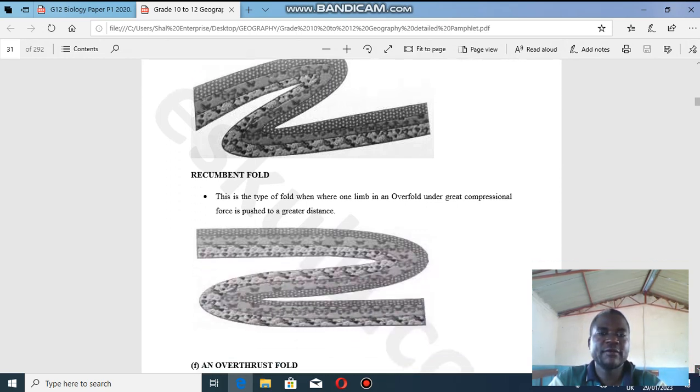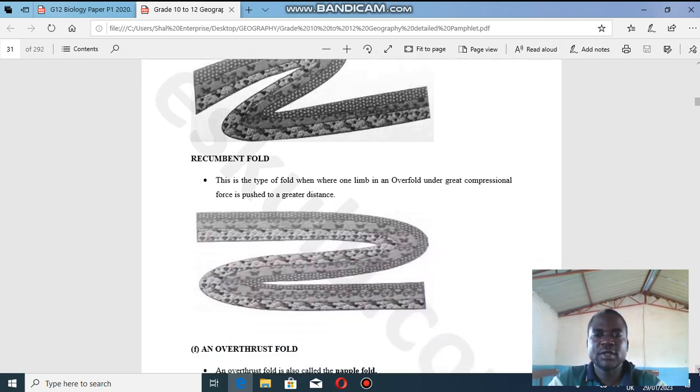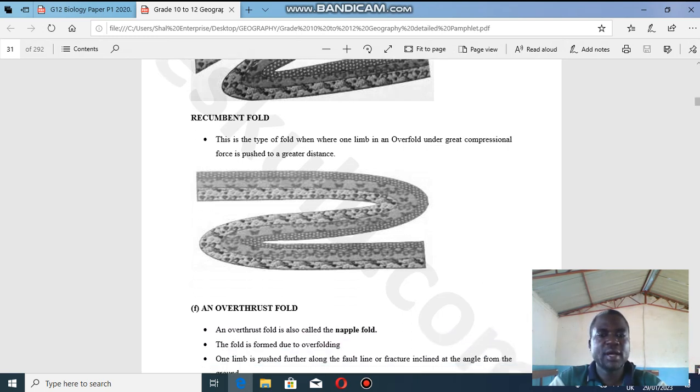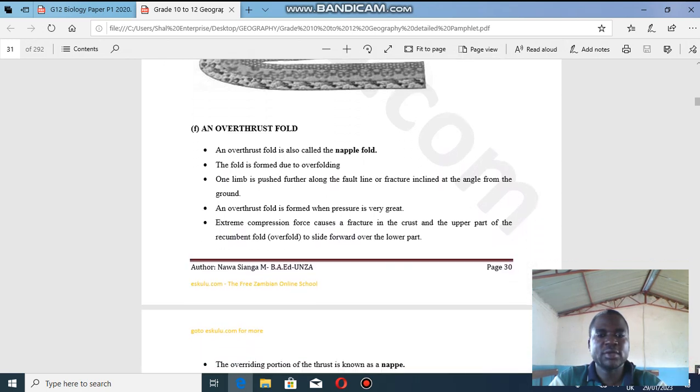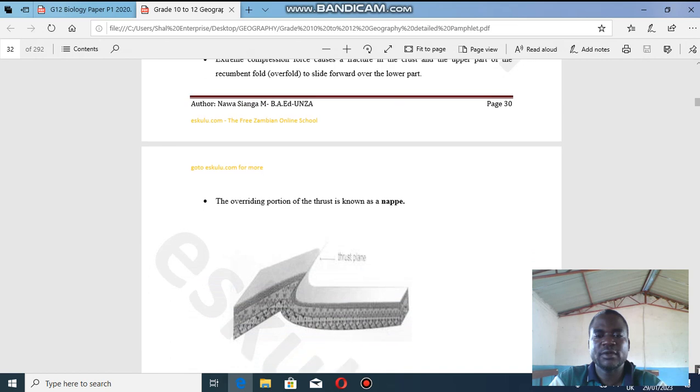Then the recumbent fold, this is the type of fold when the one limb in the overfold, under great compression forces, is pushed to a distance. So this is recumbent. It is forming an S, more like an S. Okay, so we end here. In the next lesson we'll continue with the types of folds.